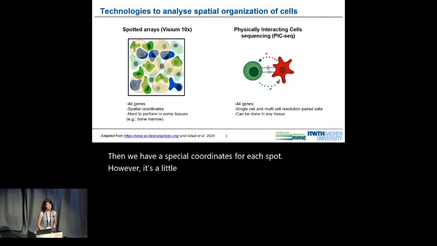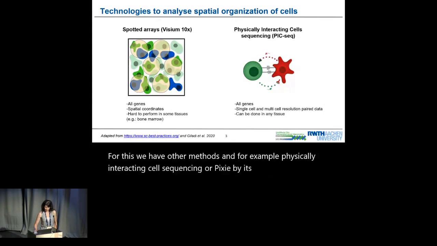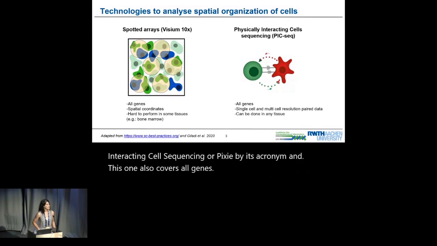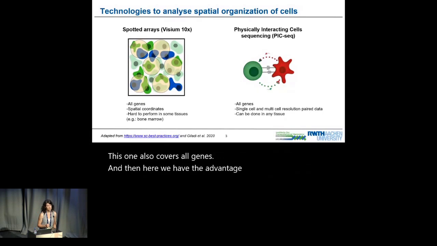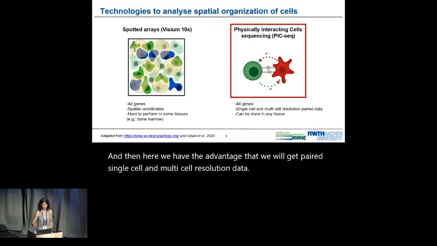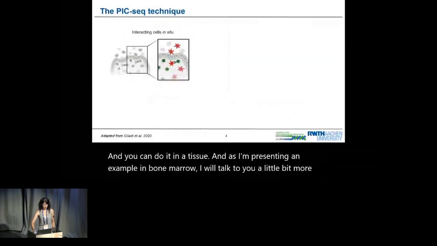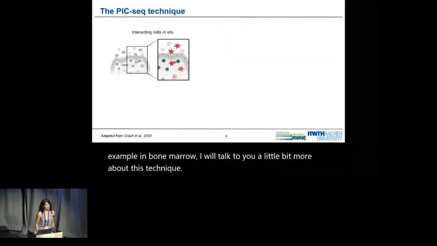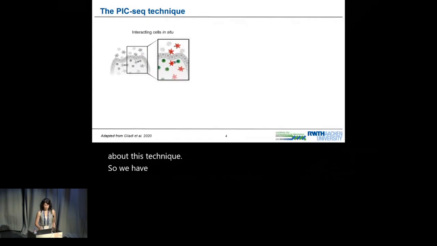For this, we have other methods, for example, physically interacting cell sequencing, or PICSIC by its acronym. And this one also covers all genes. And then here we have the advantage that we will get paired single-cell and multi-cell resolution data. And you can do it in any tissue. And as I'm presenting as an example in bone marrow, I will talk to you a little bit more about this technique. So we have interacting cells in the tissue.